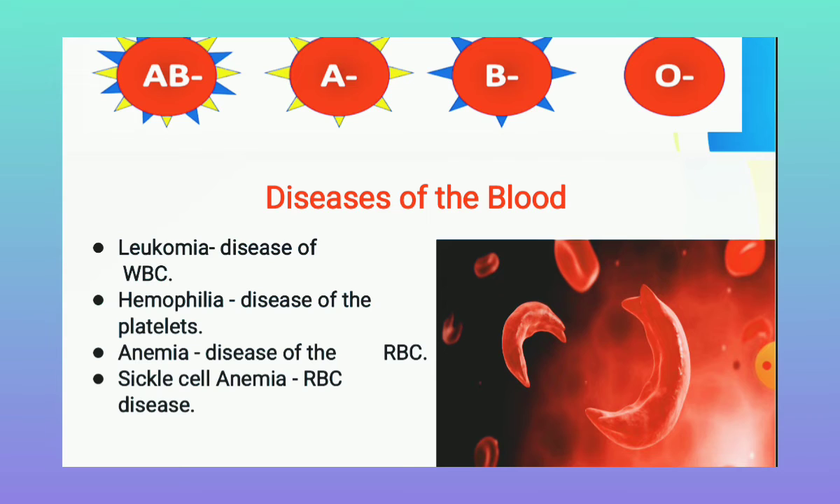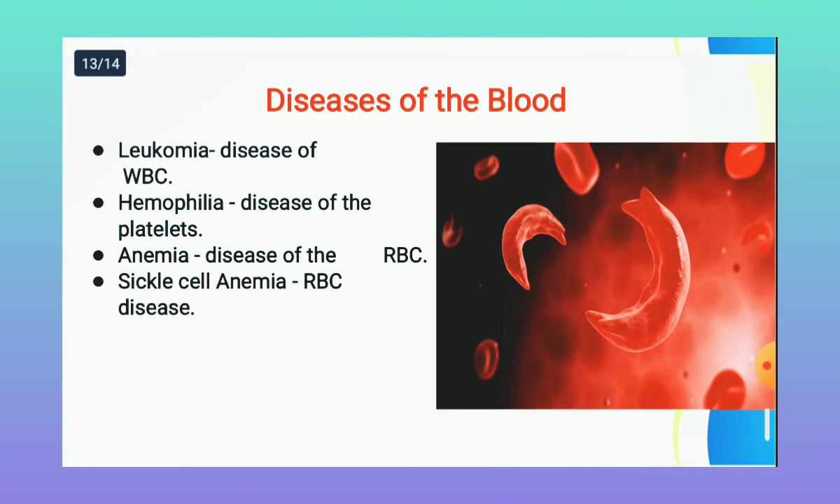And hemophilia is a disease of the platelets. That means there is a low amount of platelets in the blood, so it is a condition where blood clotting is not done. That means if you cut a part of your body, the bleeding will be continuous, because the blood does not clot due to the low level of platelets. The normal function of platelets is to help clot the blood during bleeding. Because of that the bleeding is not stopping, so the condition is called hemophilia.